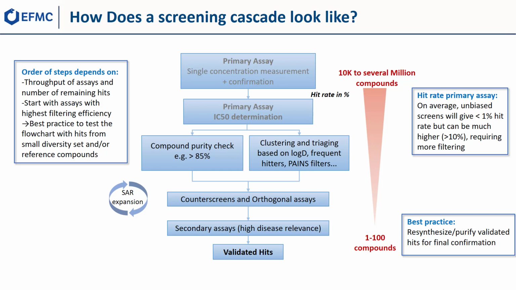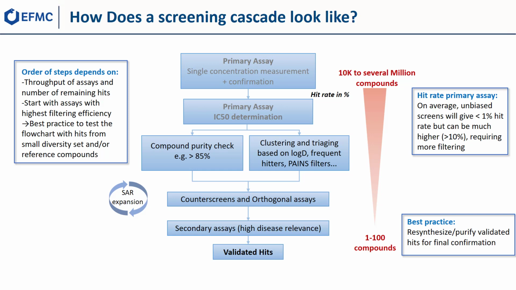Now, there's a couple of things to note. The first thing is the order of steps can depend on the throughput of the assays and the number of remaining hits. So ideally, you would start with assays with the highest filtering efficiency, because they will remove as many unwanted compounds as possible. Now, it's sometimes difficult to know a priori which order you should use. So it can be useful to actually test the flowchart, the screening cascades, with hits from a small diversity set and reference compounds if you have them. And remember, in the previous webinar, we advised to run a pilot screen. So you can use actually the hits from this pilot screen to do that.